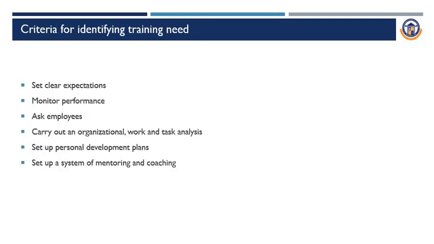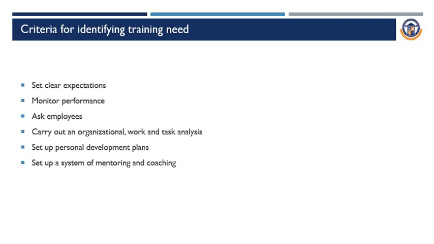Next, we shall discuss criteria for identifying training needs. First, we have to set a clear expectation. To identify training needs, you first need to set a clear expectation for each role within your business. Next is monitoring performance. Measuring and monitoring performance should be embraced as a means to support employees and not to reprimand them. Set clear goals and respond to performance blips on an individual basis.